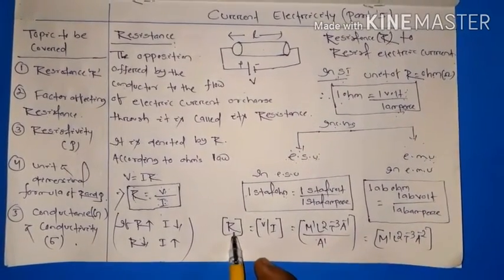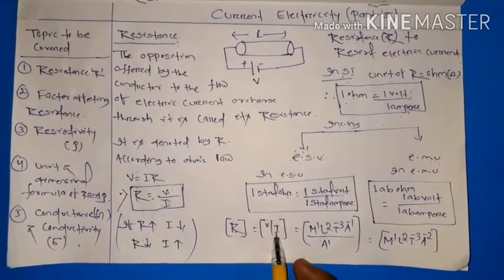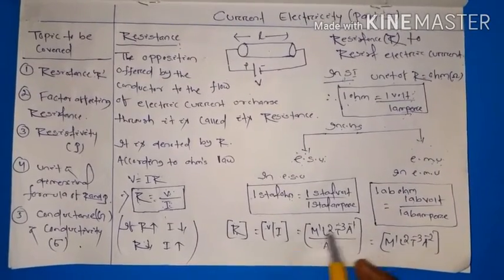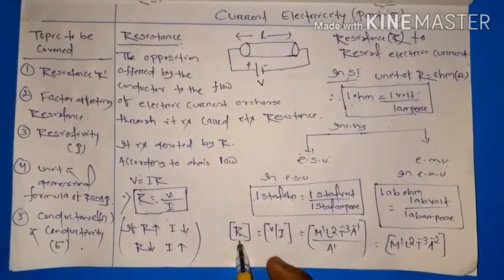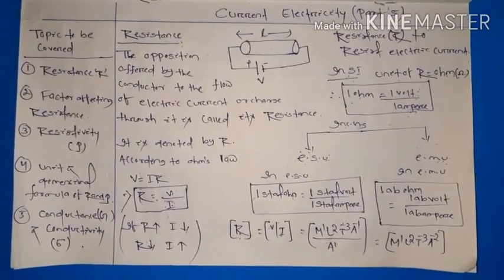Then the dimensional formula of R. R is equal to V by I. V is equal to M1 L2 T minus 3 A minus 1, divided by I which is A1. So finally, the dimensional formula of R is M1 L2 T minus 3 A minus 2.